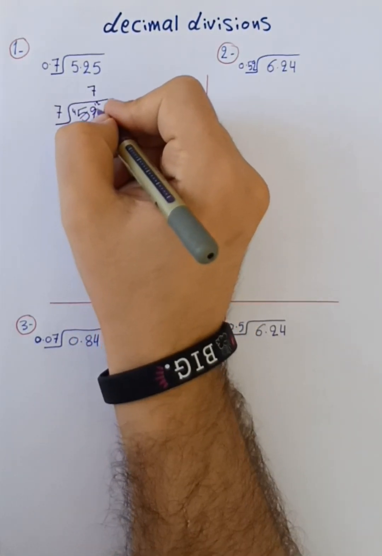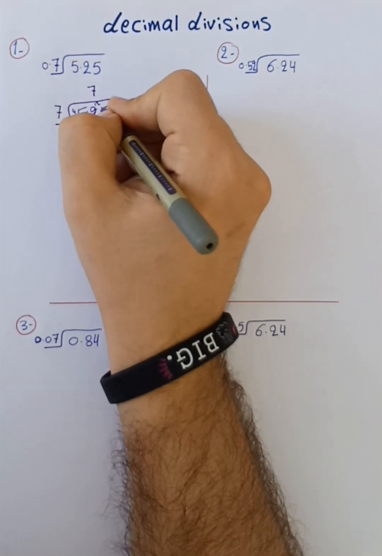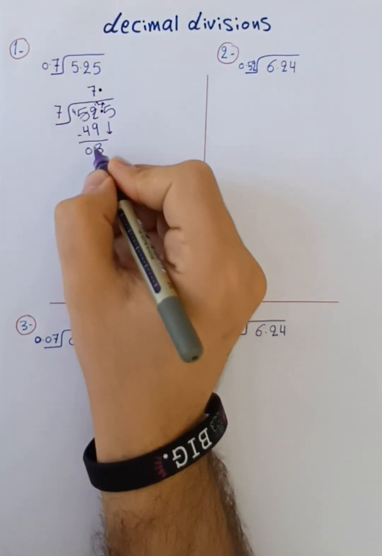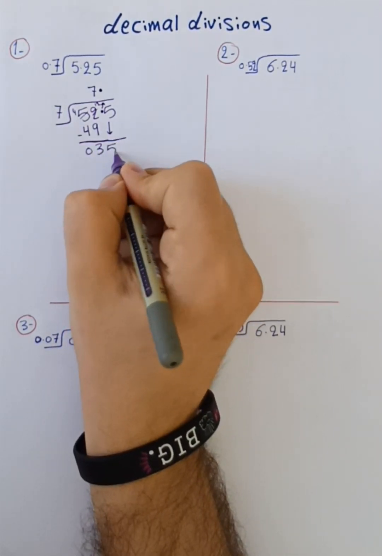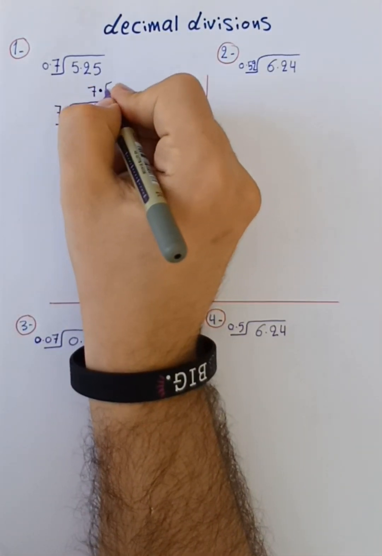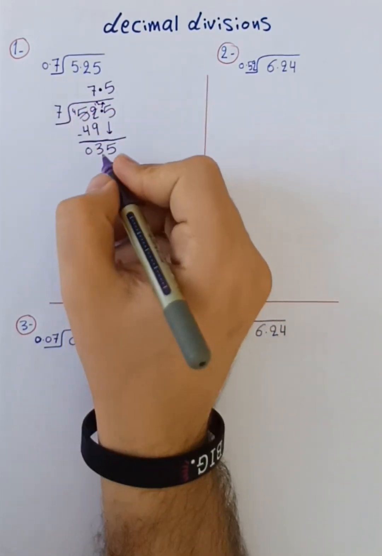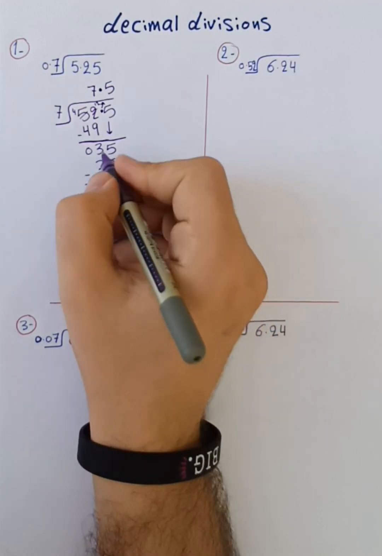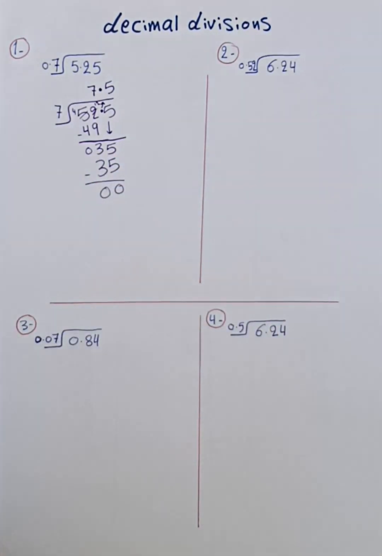After that, after this 2 you have the decimal point. You have to write the decimal point in the quotient and then bring down 5. Now we have 35. 35 divided by 7 equals 5. 5 times 7 equals 35. 5 minus 5 is 0. 3 minus 3 is 0. So the quotient is 7 and 5 tenths.